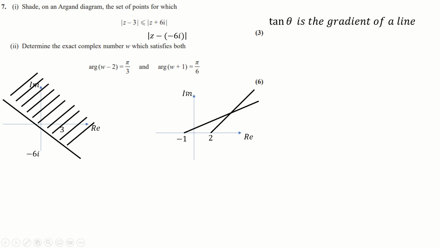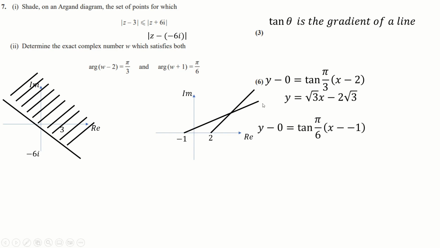But we know theta is pi over 3. So tan pi over 3 is the gradient of this line. So this is just y minus y1, y1 is 0, equals m, tan pi over 3, into x minus x1, which is just 2. Tan pi over 3 is that, so we can just do that and expand it out, and we get this equation. And likewise for the second one, tan pi over 6, because the angle is pi over 6 here. Again, y minus y1 equals m times x minus x1. Sort it out, and then find the intersection between those two.